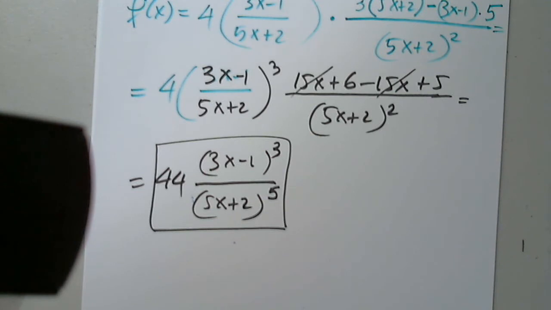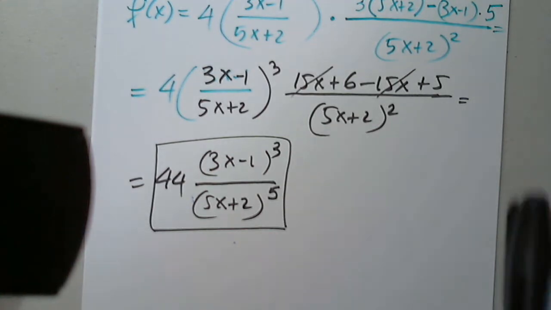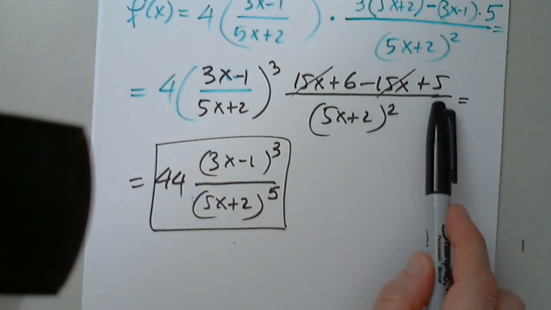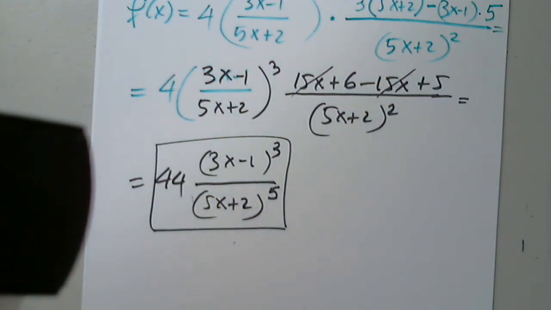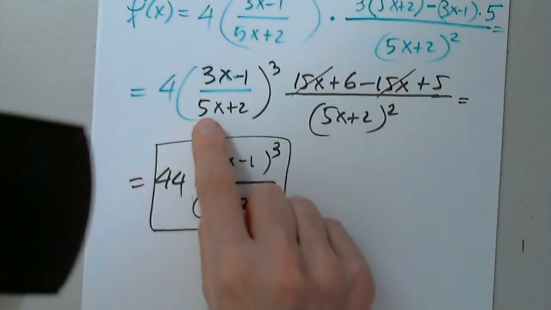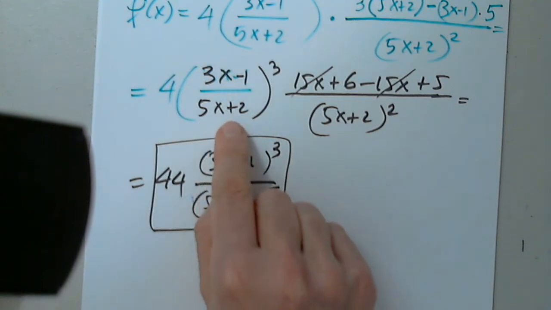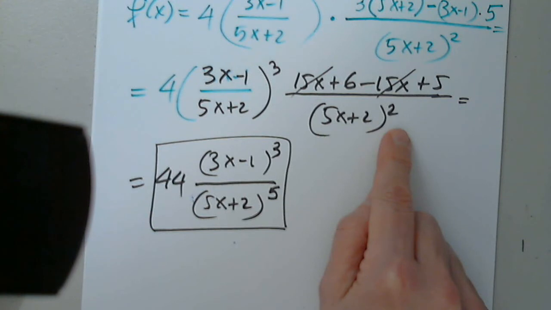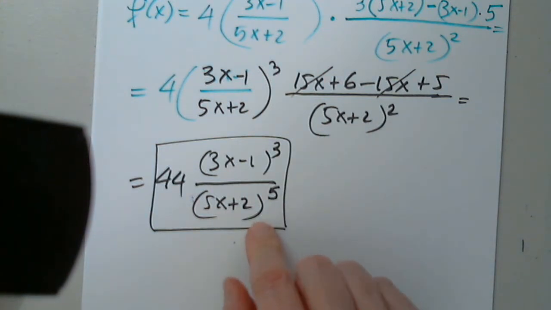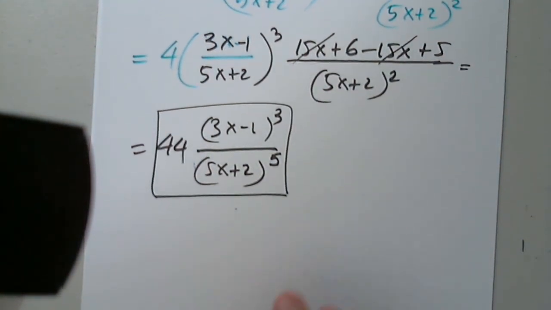Any questions on this? How did we get 44? 6 plus 5, multiply by 4. Oh, okay. Thank you. Everything okay? Where did we get to the fifth? 5x plus 2 cubed times 5x plus 2 squared. Okay, that makes sense. Better? Yep. Perfect.